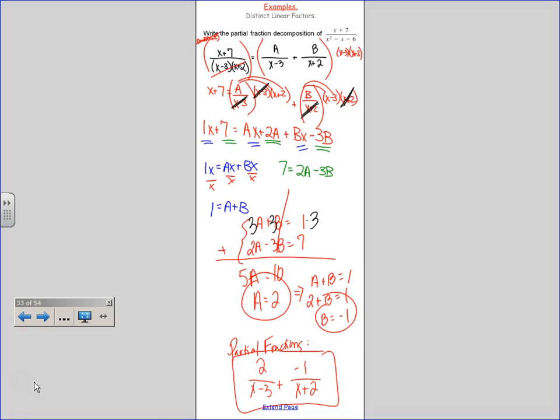We're trying to take a proper fraction and break it down into its most basic pieces, which we call partial fractions. We are taking a proper fraction. Question: what's the difference between a proper fraction and an improper fraction? We talked about this a little bit on Friday.